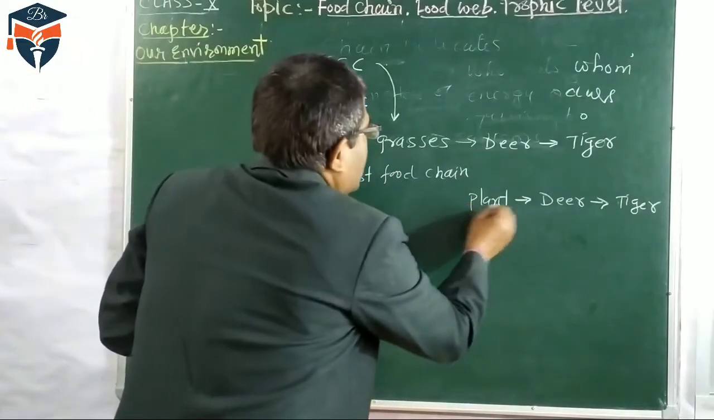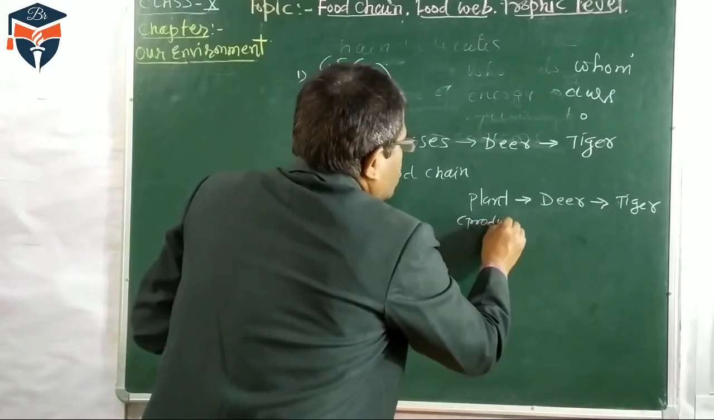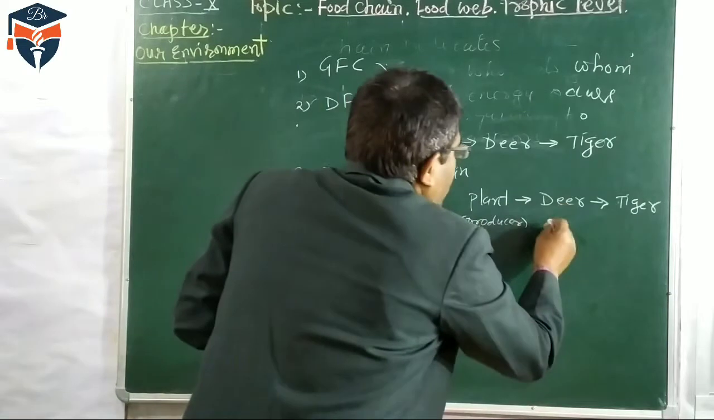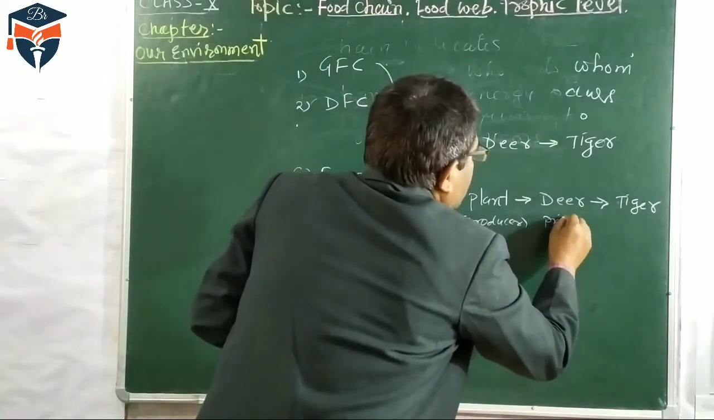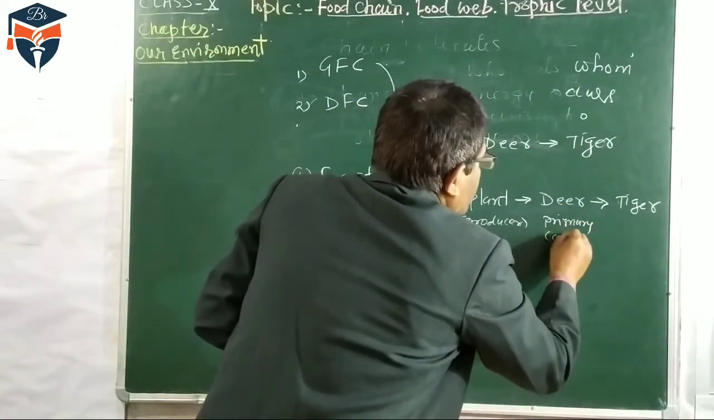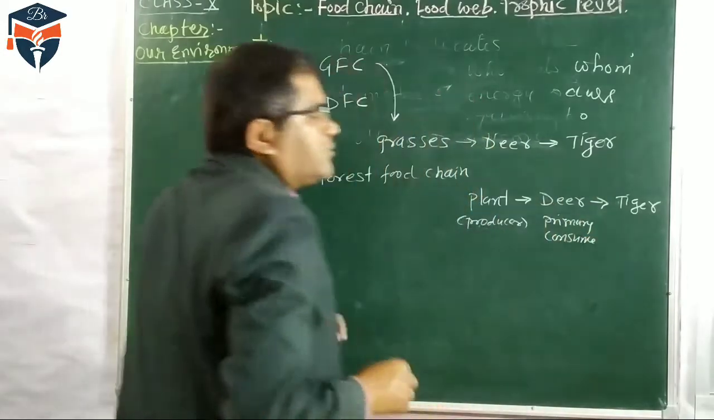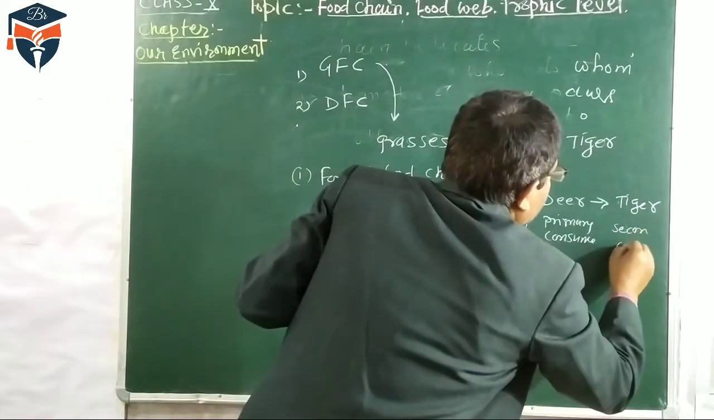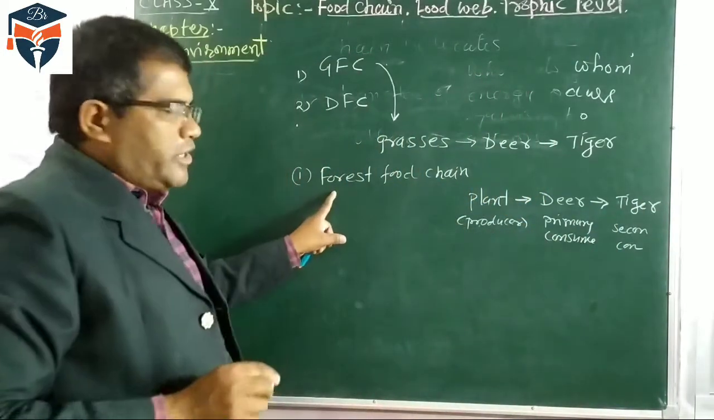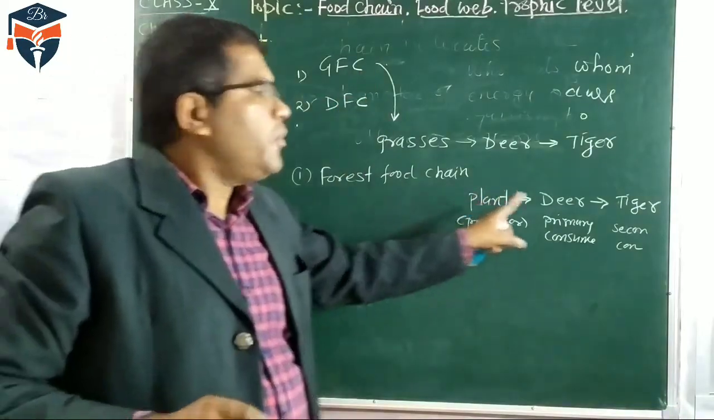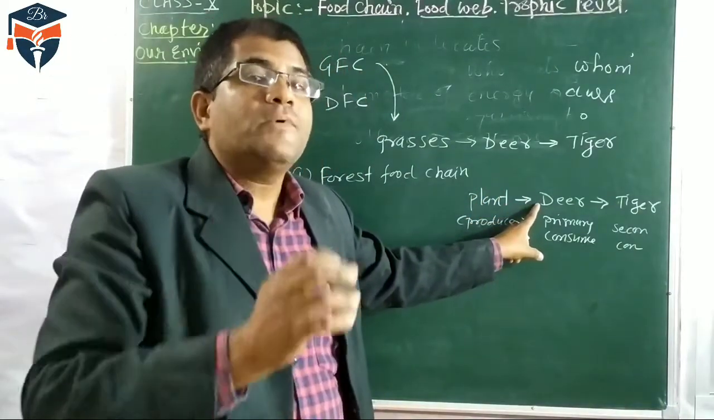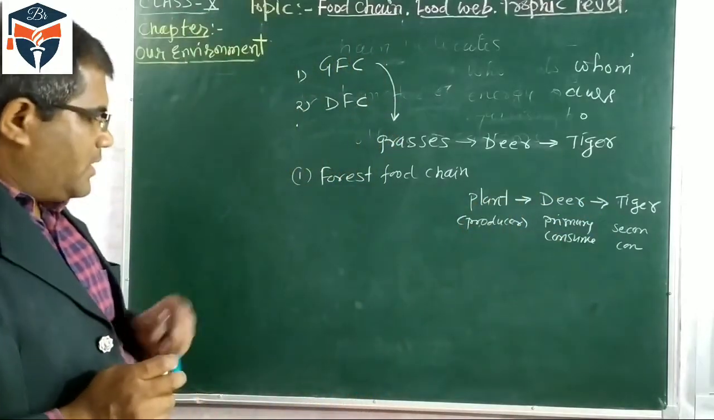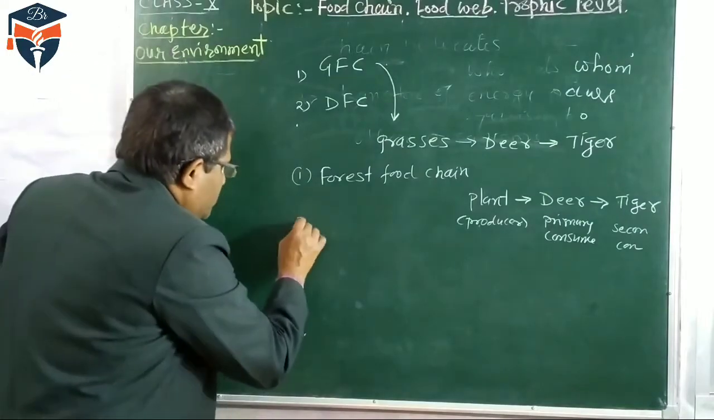Plants are the producers. These producers are fed on by the primary consumer, the deer. And this primary consumer is fed on by the tiger, so here the tiger is the secondary consumer. So this is the food chain which indicates who eats whom, and it indicates the transfer of energy from one organism to another. This is an example of the forest food chain.